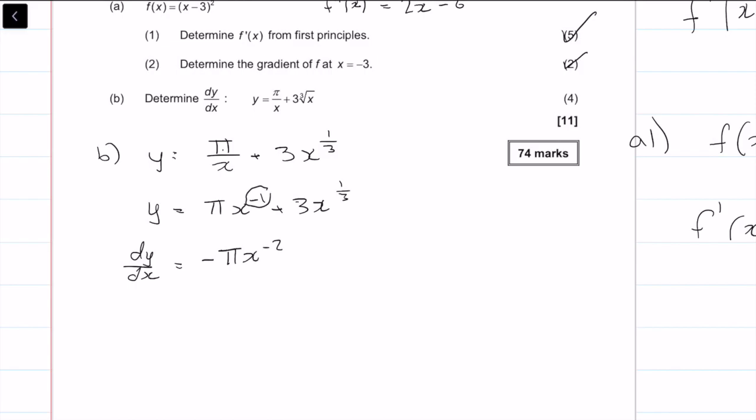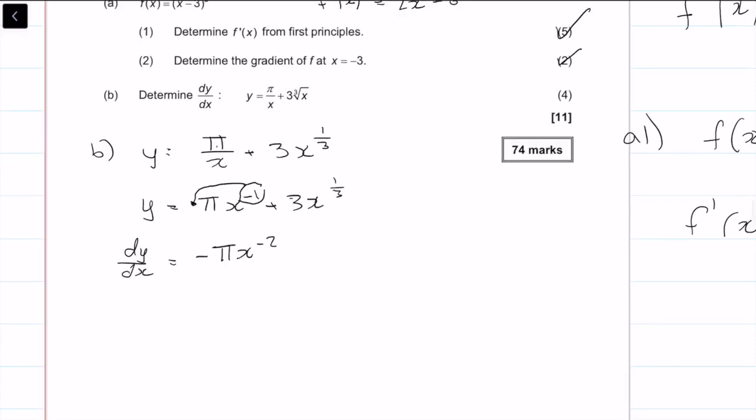Remember the rule: you pull the exponent down, you multiply by the constant, and then you drop the exponent by 1. So then this is going to be plus 3 times 1 over 3 x to the 1 over 3 minus 1, which is minus 2 over 3. So we can say dy over dx is equal to minus pi over x squared plus, these cancel, x to the minus 2 over 3. Okay, because we have minuses, we're just going to leave that as x to the minus 2 over 3.